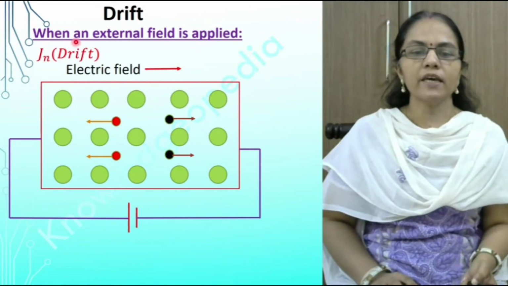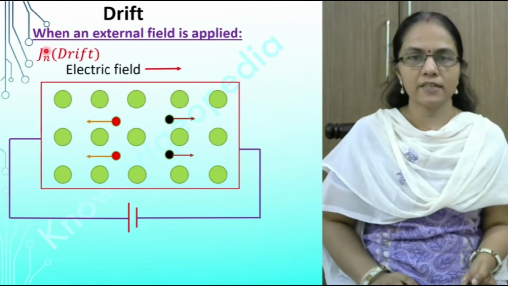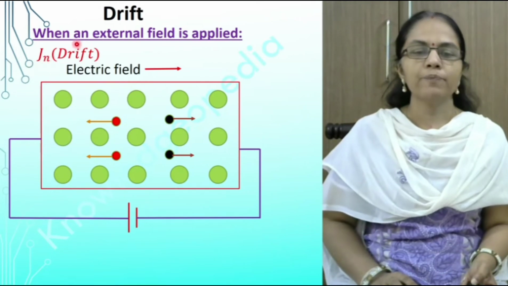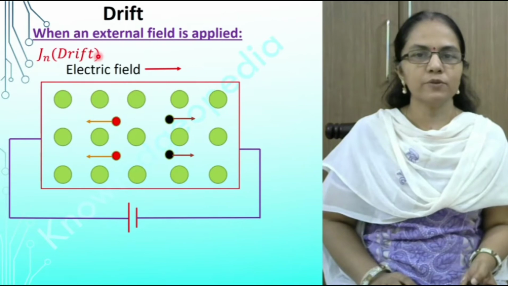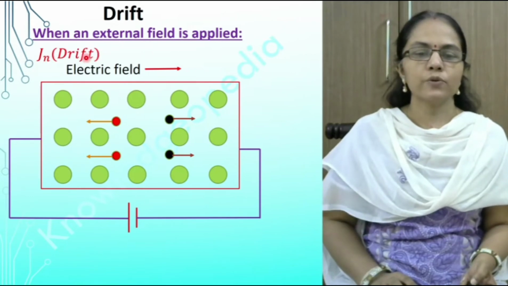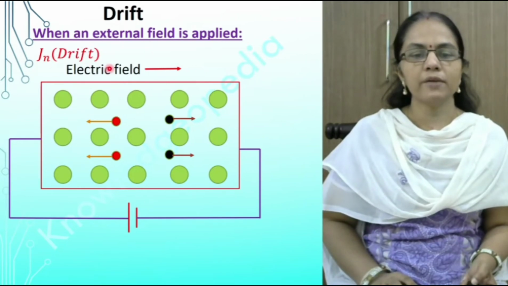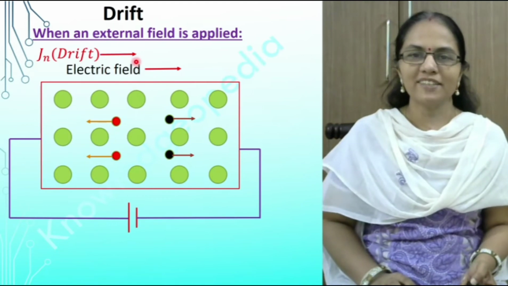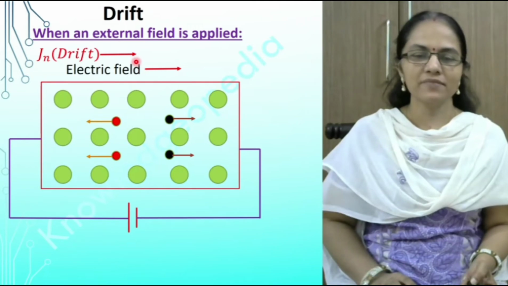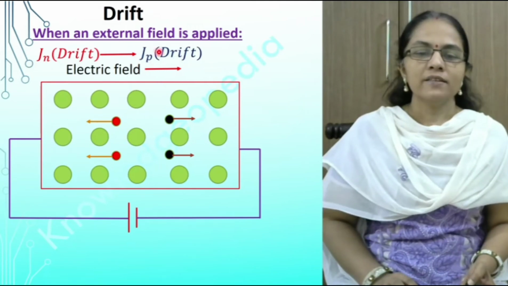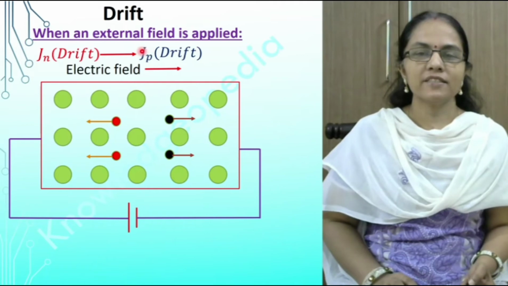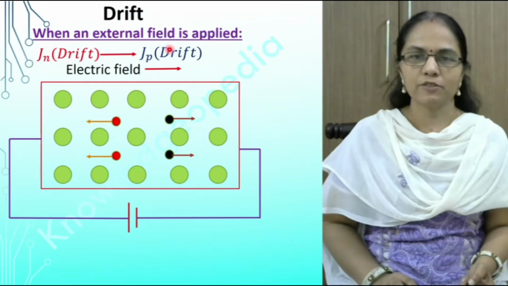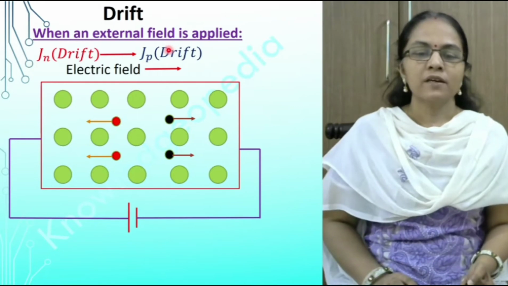So Jn drift, J is the current density, n I am writing because this is due to the electron movement, and drift shows that it is due to drift of the electrons. So Jn drift will be in the same direction as that of the electric field. What about the drift current due to holes? Yes, your guess is right. Jp drift. Here J is the current density, p is due to the hole movement, and drift shows that it is due to the drift of holes.